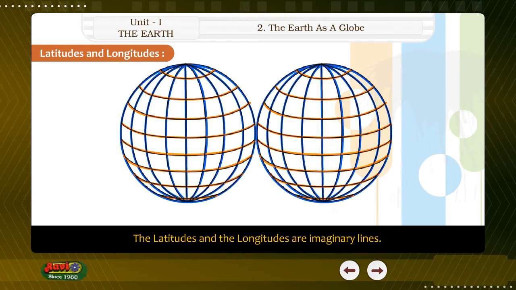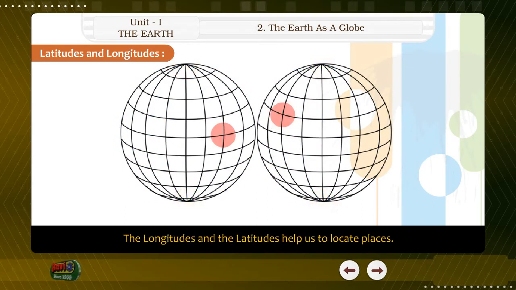The latitudes and the longitudes are imaginary lines. The imaginary line that joins the poles is called the axis. The longitudes and the latitudes help us to locate places. The longitudes help us to calculate the time.